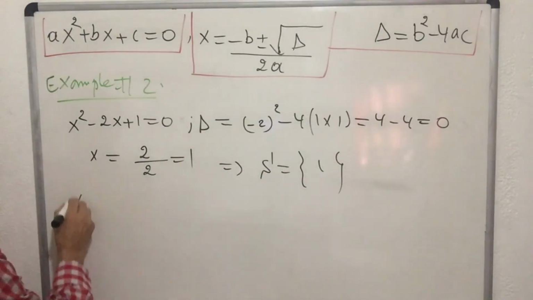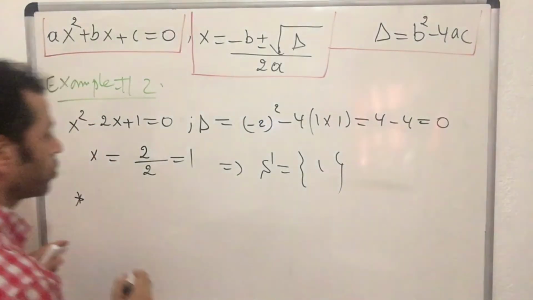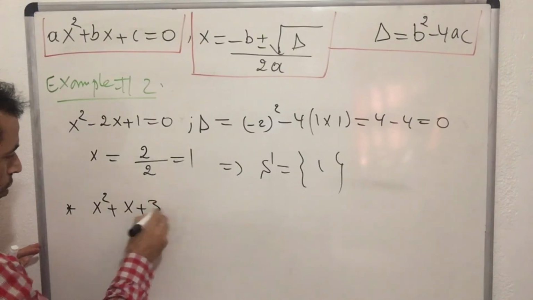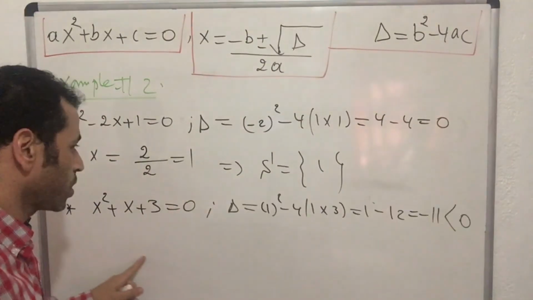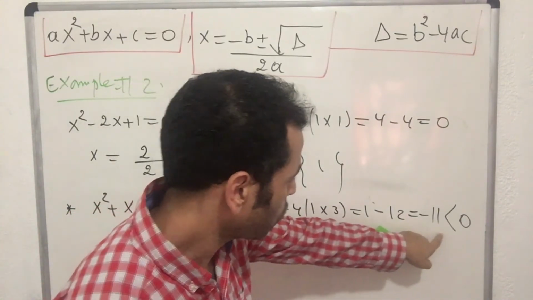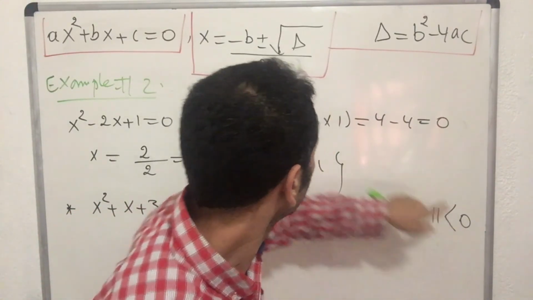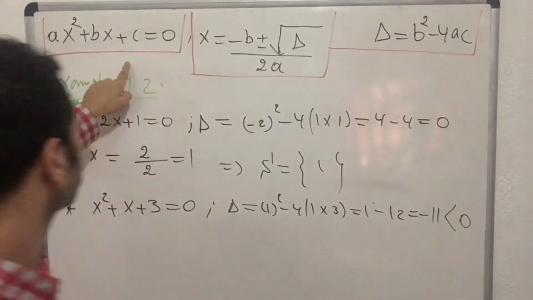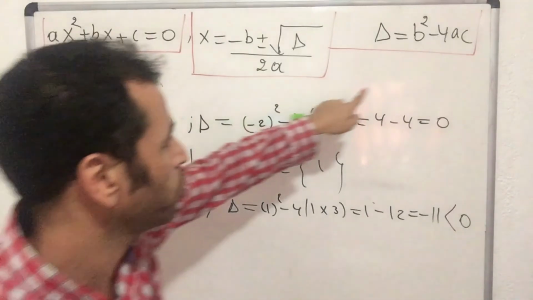Let's move on to the last example. We have x squared plus x plus 3 equals 0. We have calculated delta equal to minus 11, which is strictly inferior than 0. So we cannot put a negative number inside of the square root. So our equation doesn't accept any solution because we are dealing with real numbers.